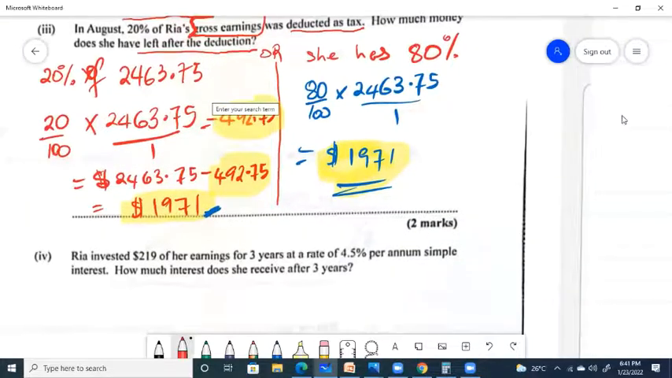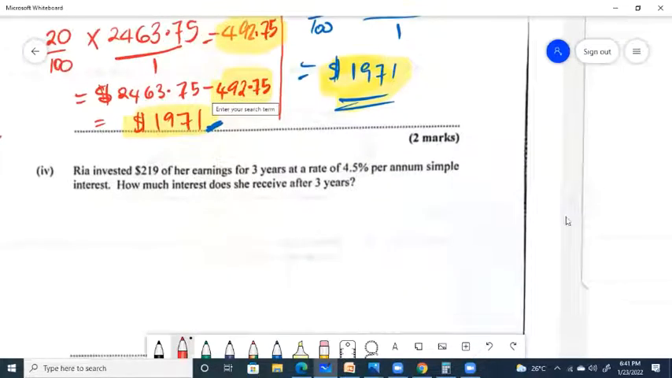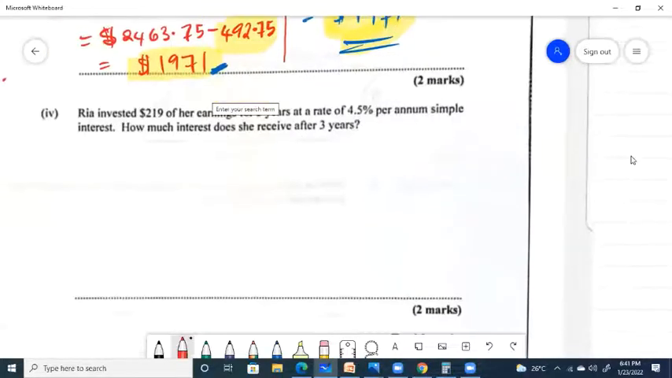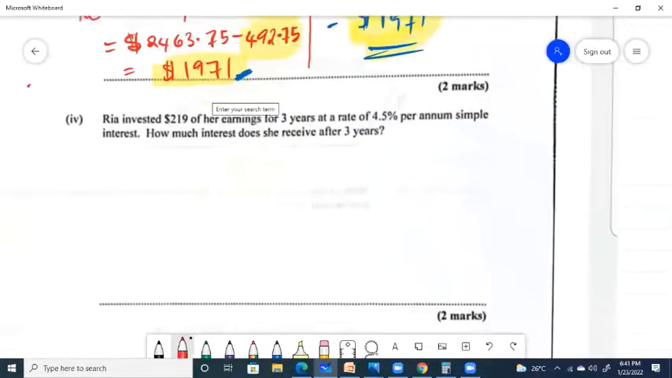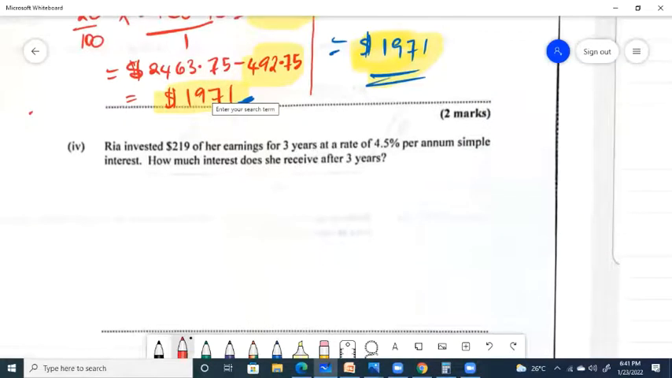All right, let's go. Rhea, now the last part of this question. All right, well, I'm not even sure if this is the last part. Maybe, yes, it seems so. It's the last part. So the last part of this question says Rhea invested $219.